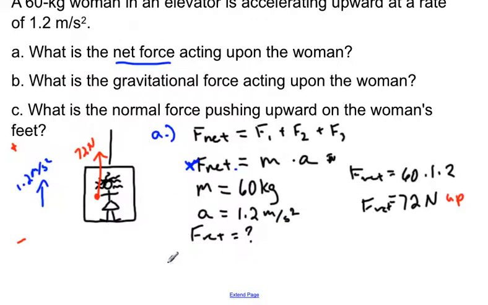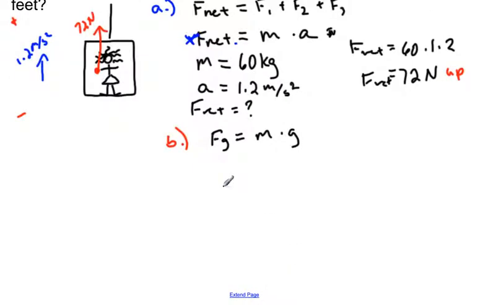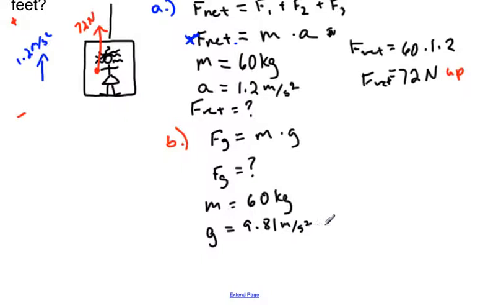Now let's try B. What is the gravitational force acting upon the woman? Well, the force of gravity is equal to the mass times acceleration due to gravity. So I'm looking for F of G. The mass of the woman is 60 kilograms. Hasn't changed. And the acceleration due to gravity, not what she's actually accelerating, but the acceleration due to gravity is 9.81 meters per second squared.